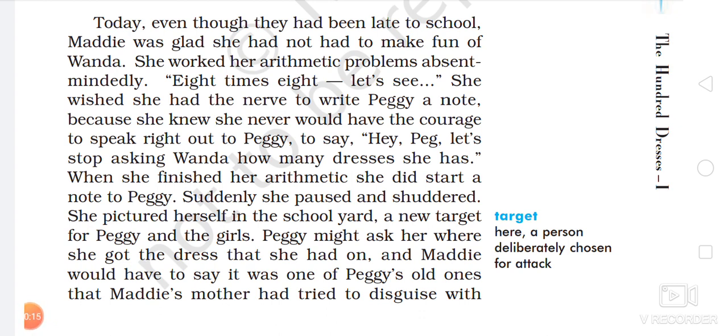Once she tried to write a note to Peggy. Maddie wrote a note to her friend Peggy that they should not tease the girl and that it is not fair to tease her on the basis of her clothing and dressing up. But still, she tore the page, because she knew very well she would become the new target for Peggy and the other girls, and that she could not bear. So, out of this fear, she could not resist her own friends.